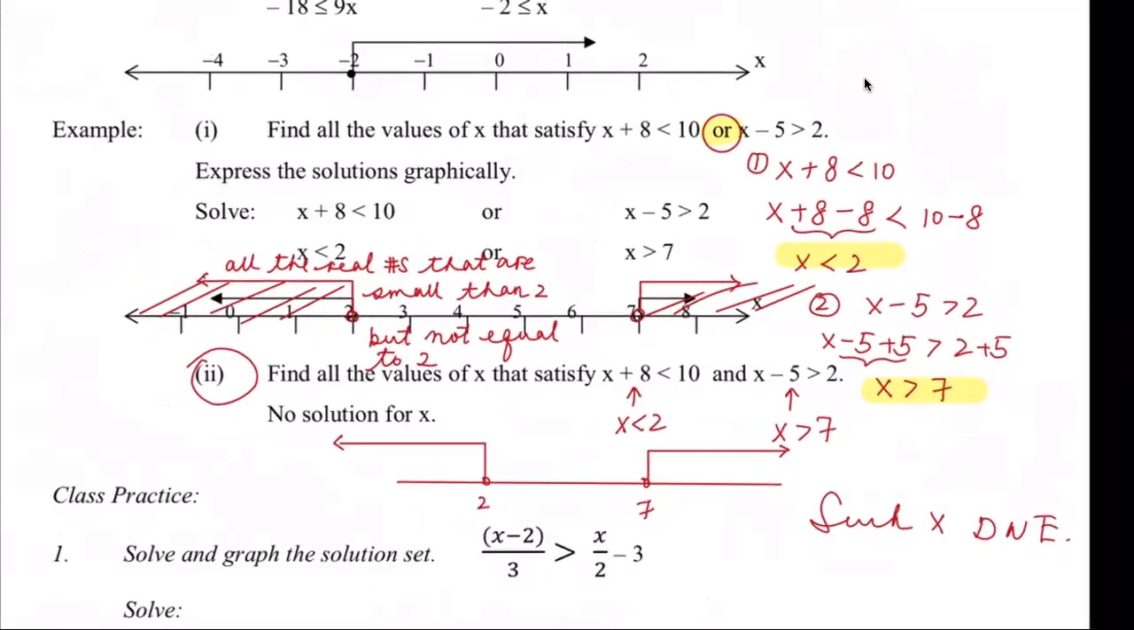So in this example, we need to learn the difference between "or" and "and", because the difference of the wording can result in very, very different solutions. So this is a very important example.